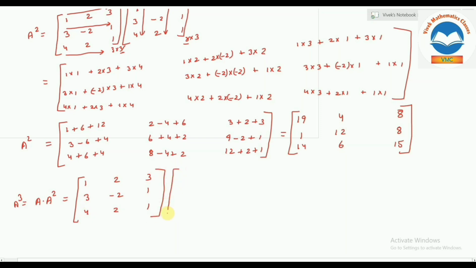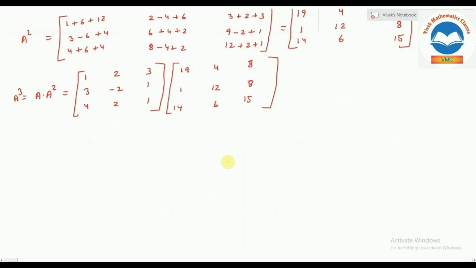This one you have to multiply with A square. What are we getting as A square? 19, 4, 8. And here 1, 12, 8. And next we are getting 14, 6 and 15. So we will multiply this and we will get A cube. First of all we will check whether matrix multiplication is possible or not. Yes, it is possible because both are of the same order. So 3 cross 3 into 3 cross 3. So the 3 and 3 will be cancelled out. The answer will also be a 3 cross 3 matrix. So this A cube will be a 3 cross 3 matrix.